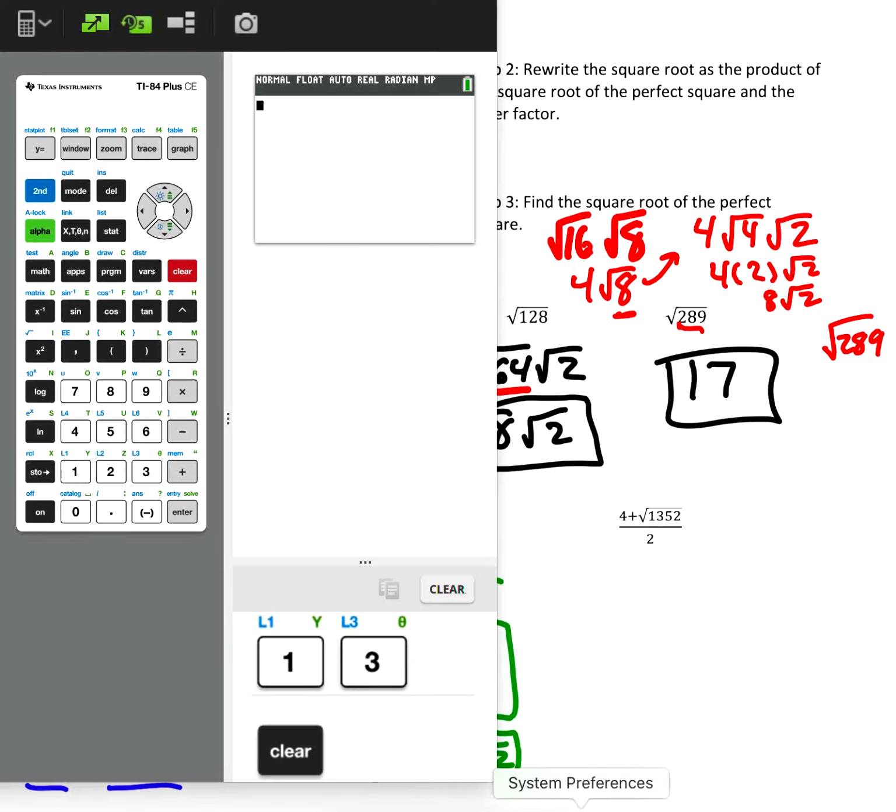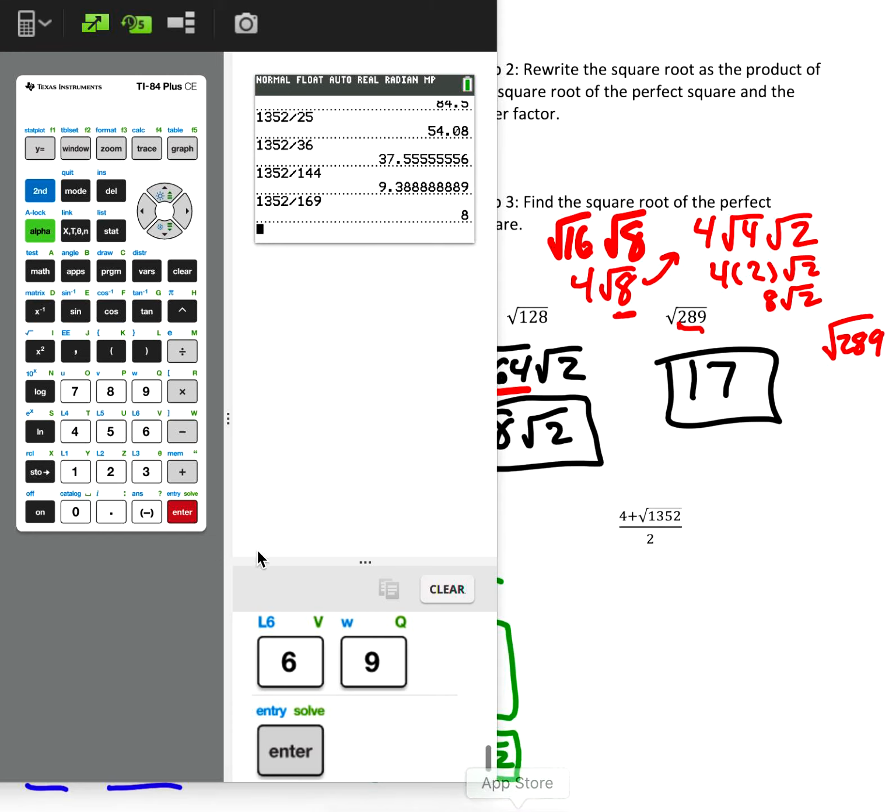1352 divided by 16. And I'm going to work all my way up, 1352 divided by 25. And I'm just going to keep going like this with my perfect squares until I get the highest perfect square. So 1352 divided by 36. I'm going to pause the video now, and I'm going to keep on going, 49 and 64, to see what it's going to be.